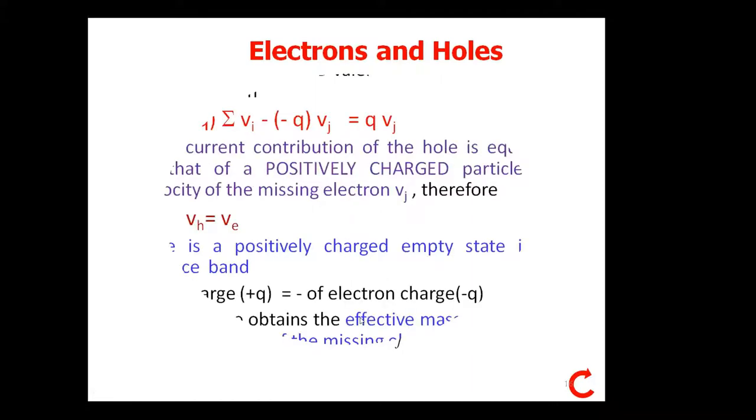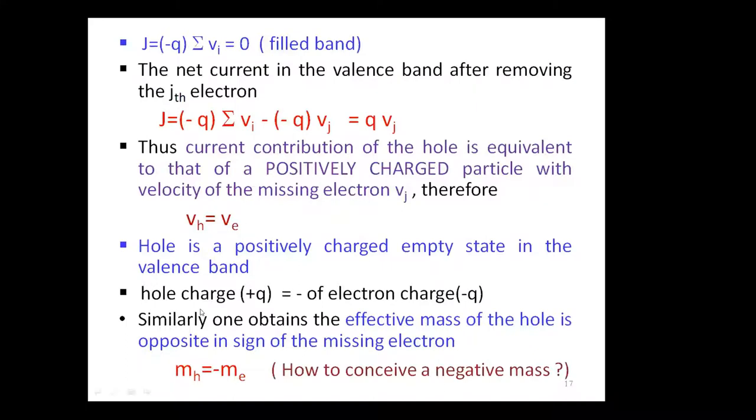As I explained this, similarly one can obtain the effective mass of the hole, which is opposite to that of the effective mass of the electron. This one is very important, because the negative mass, what is that concept? Why is mass negative?